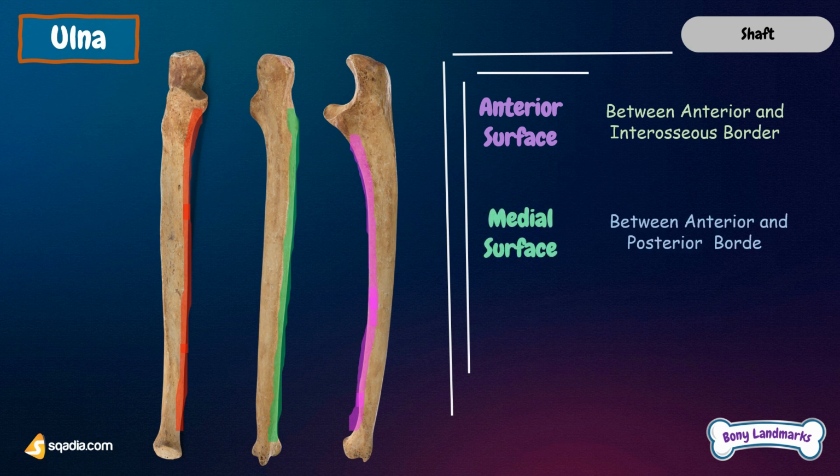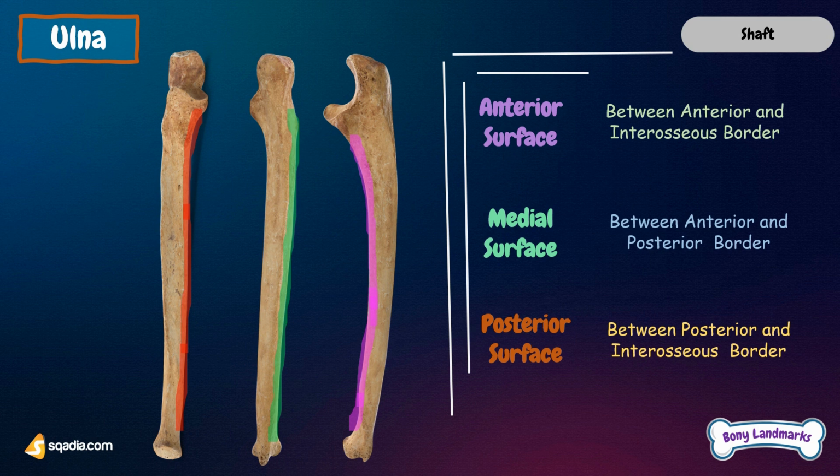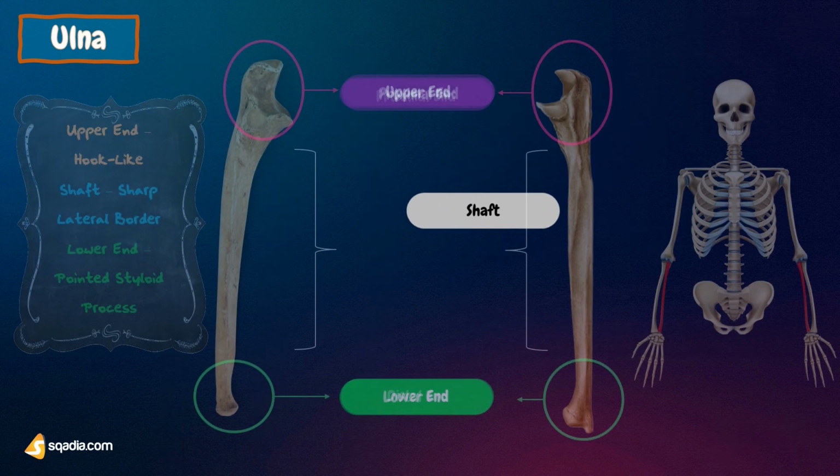The medial surface lies between the anterior and posterior borders. The posterior surface lies between the posterior and interosseous borders. It is subdivided into 3 areas by 2 lines. An oblique line divides it into upper and lower parts. The lower part is further divided by a vertical line into a medial and a lateral area.